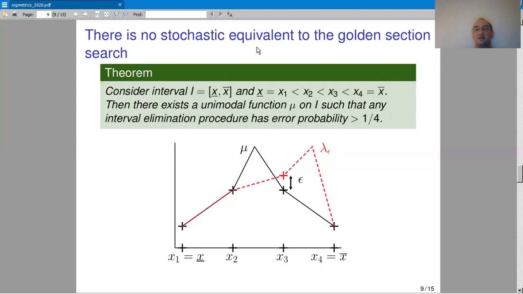And the physical reason for this is displayed in the picture below. Why is that so? It is because by sampling at only those 4 points, it is impossible to distinguish between the black curve and the red curve. If I make epsilon arbitrarily small, it's going to be arbitrarily difficult to differentiate between the black and the red curve by sampling only at those 4 points. This is the reason why there is no stochastic equivalent to the golden section search without some knowledge of the smoothness of the function. So there is no hope in using this technique.